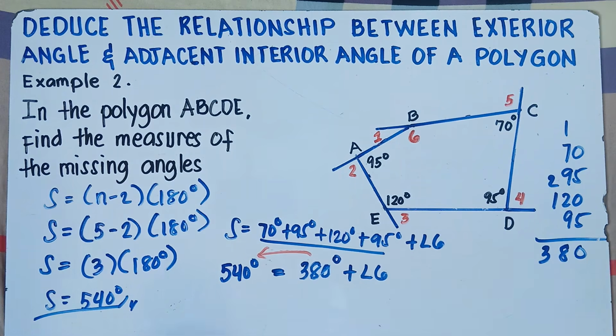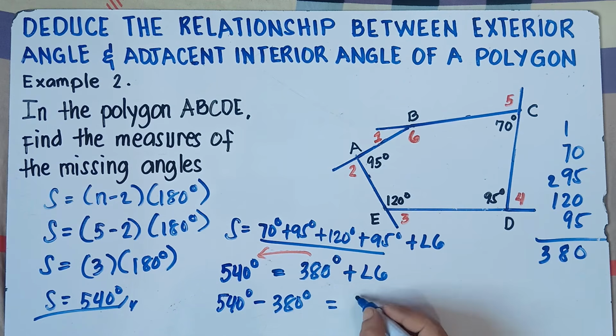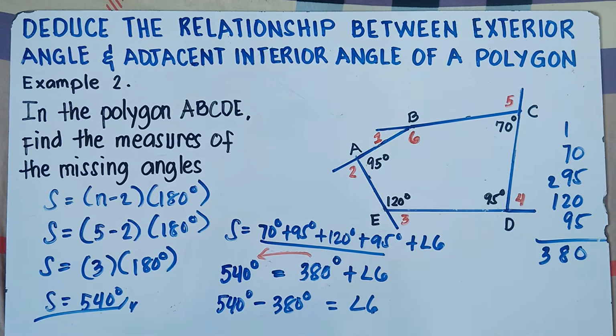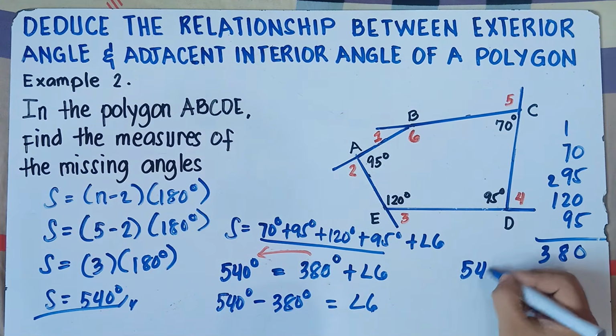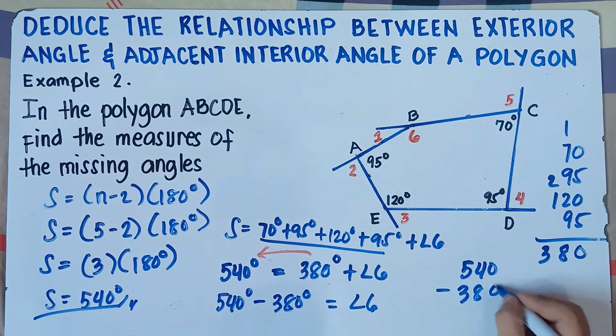And do not forget to change the sign. This is positive. Once you transfer from this equal sign, you change the sign. So this will be 540 minus 380 degrees equals angle 6. So let's subtract 540 minus 380.